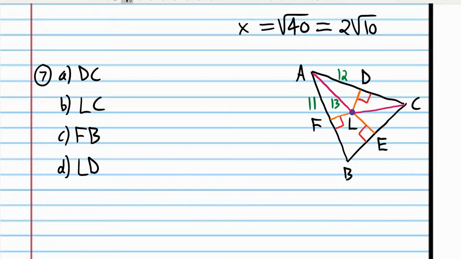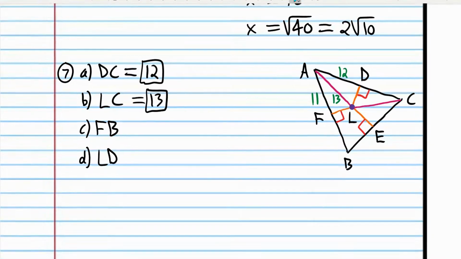All right, we're back. We know that the orange segments are perpendicular bisectors, so we know DC has to be 12 because AD is 12. LC, we know LC has to be 13. How do we know that? Well, we know LC is 13 because AL is 13. Remember, that's what the Circumcenter Theorem tells us. The distance from here to here is equal to the distance from here to here. The distance from the circumcenter to the vertex is equal for all vertices. The distance from here to here will also be 13.